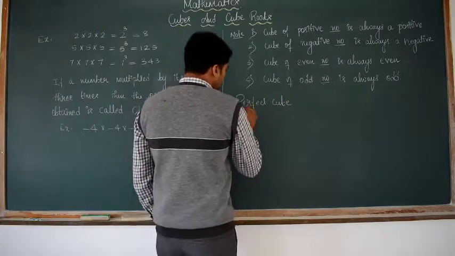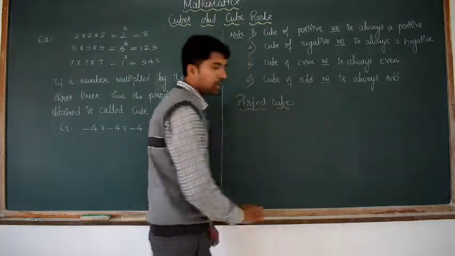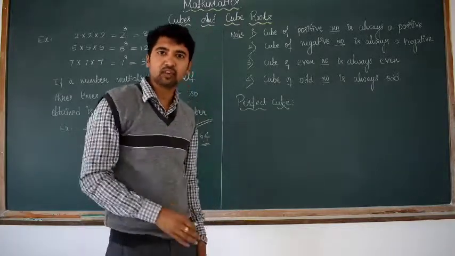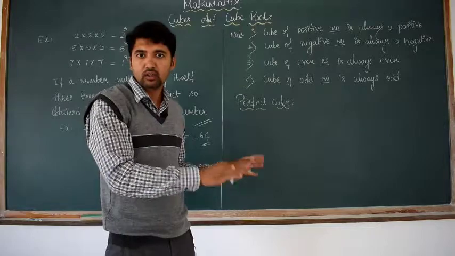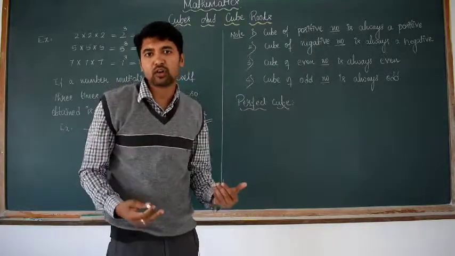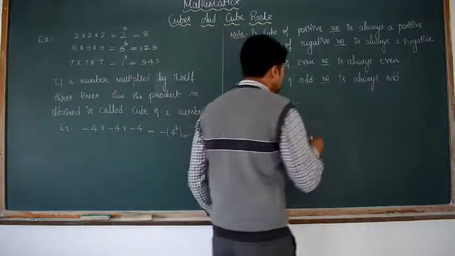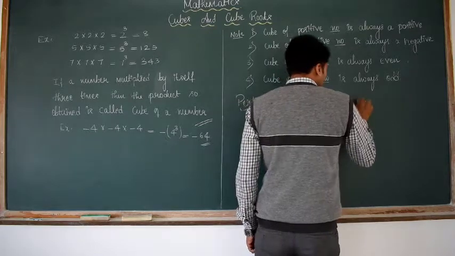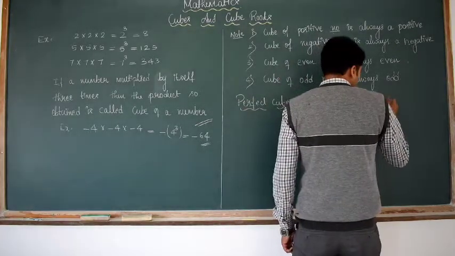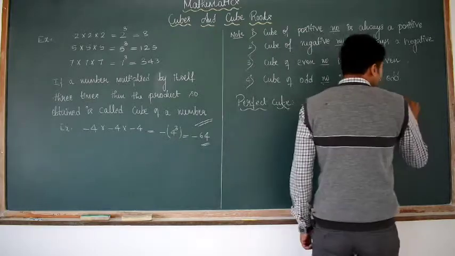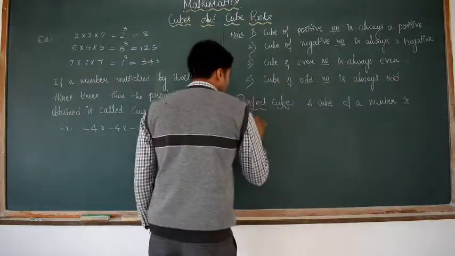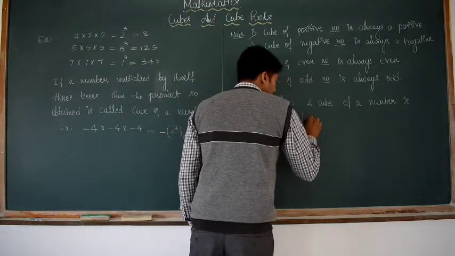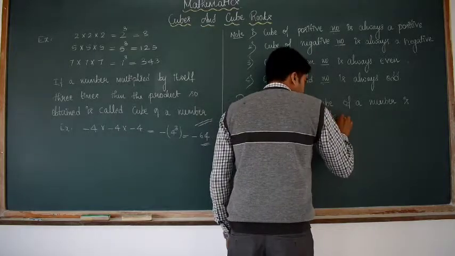Perfect cube. What do you mean by perfect cube? Dear students, it is very simple. Till now what we have discussed, the same thing we have to represent here. The cube of any number itself is called a perfect cube.